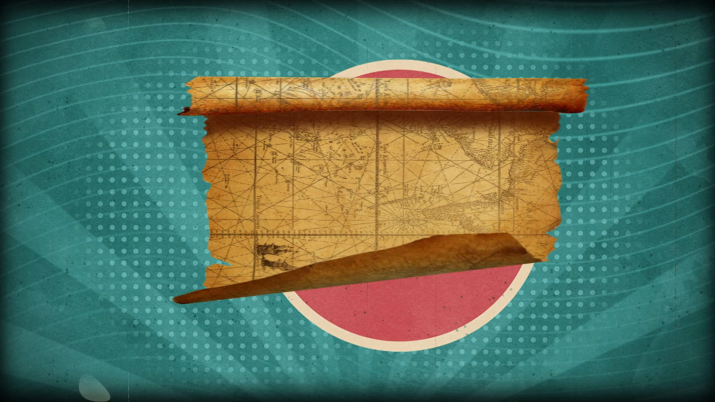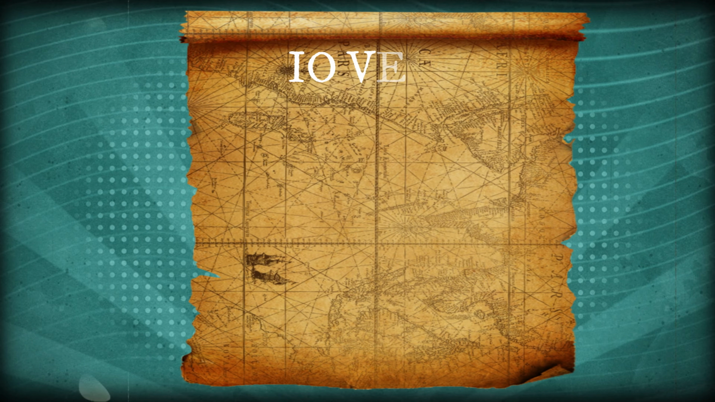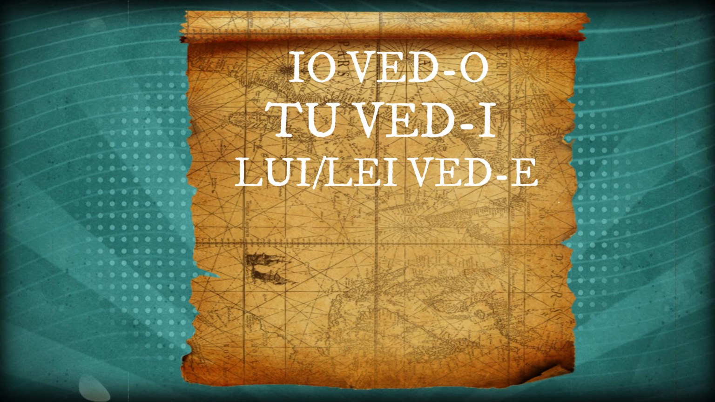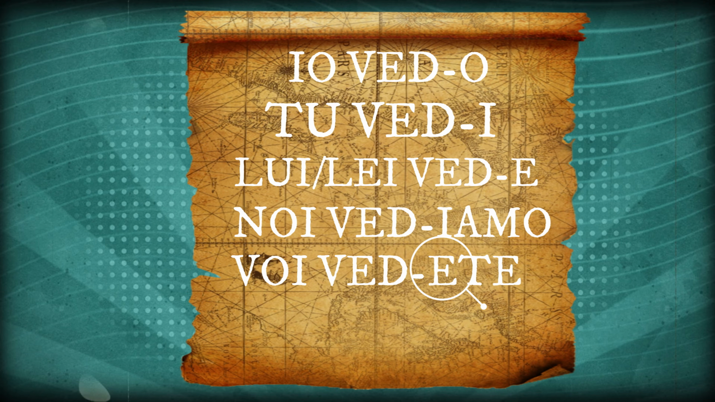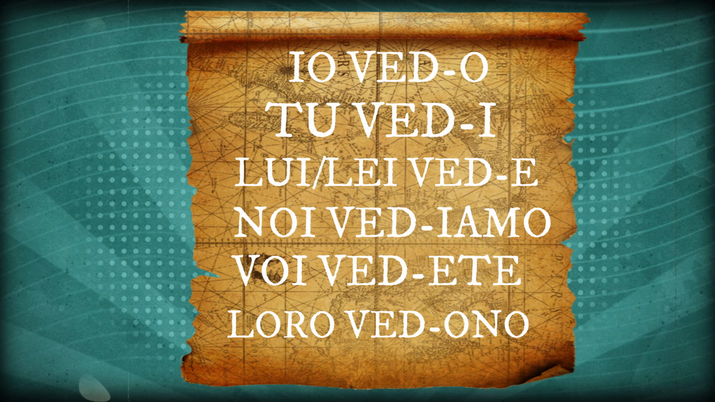In practice, vedere will be conjugated like the following. Io vedo, tu vedi, and so far, first and second conjugation are pretty identical. Lui, lei vede, noi vediamo, voi vedete. In the second plural person, it is loud and clear that the thematic vowel is the e. Loro vedono. Ano becomes ono.